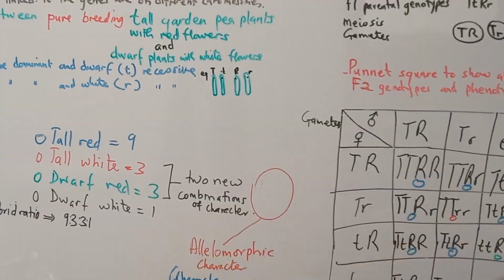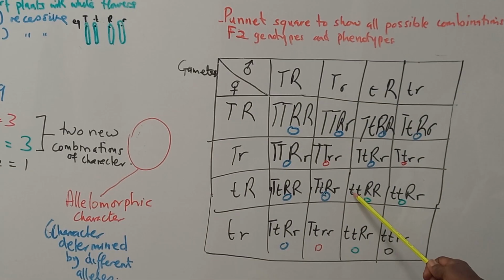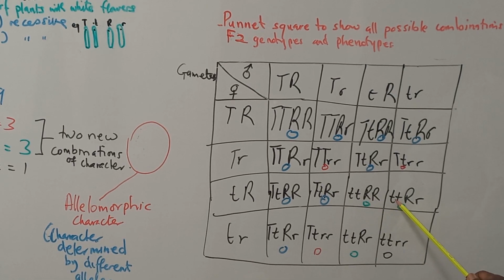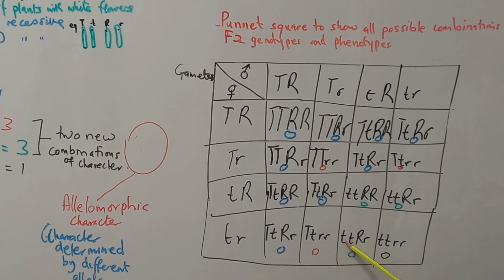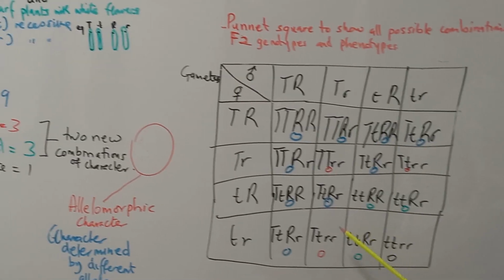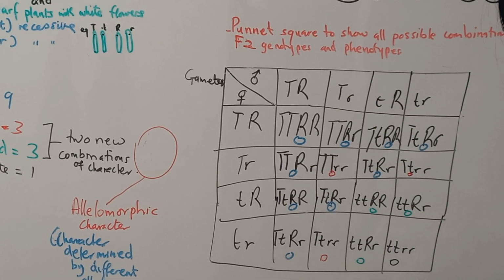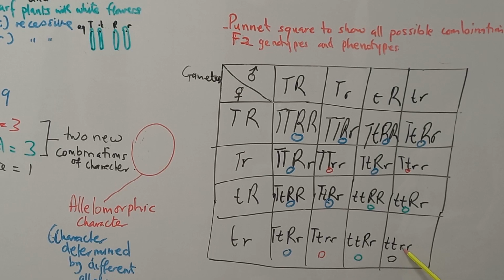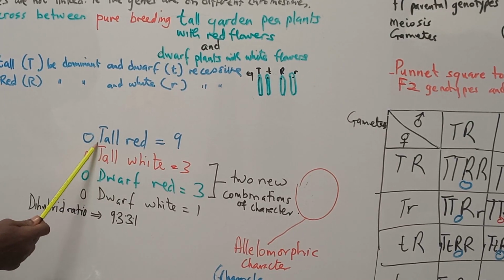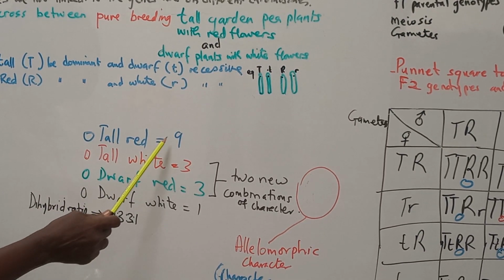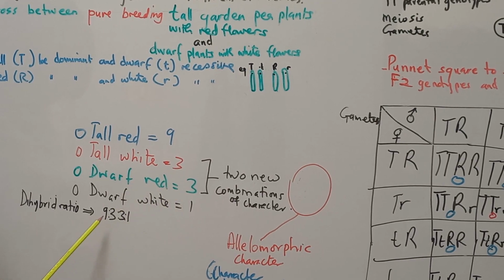Then we have here, you see, small t small t is dwarf. So this is dwarf red. Small t small t, dwarf, dwarf red. Small t small t, dwarf red. So we have dwarf red is also 3. And then we have here dwarf white. So the dihybrid ratio is 9:3:3:1.